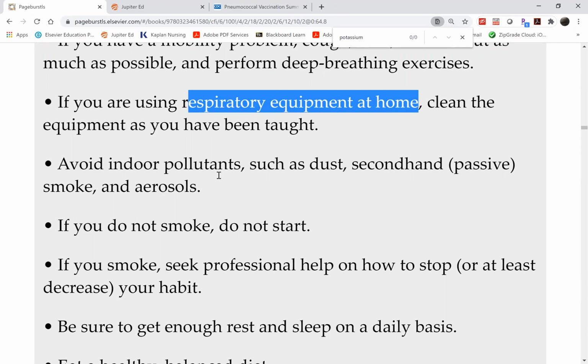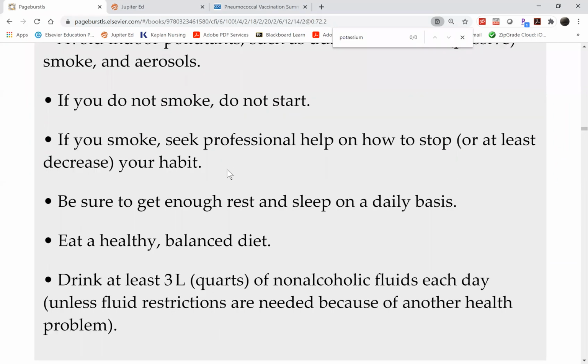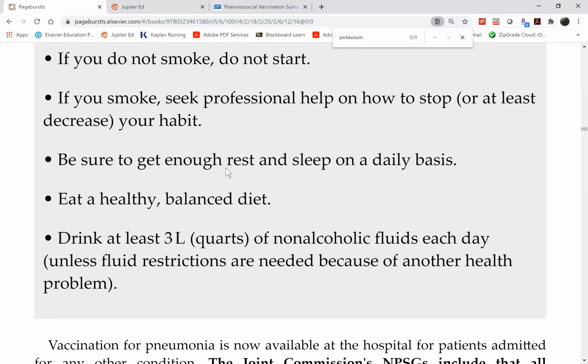All right, if you smoke, then stop smoking. Say it again, Professor, you cut out. Yeah, if you smoke, then stop smoking. Okay. All right, eat healthy, get enough rest and sleep, increase fluids, and that's it.